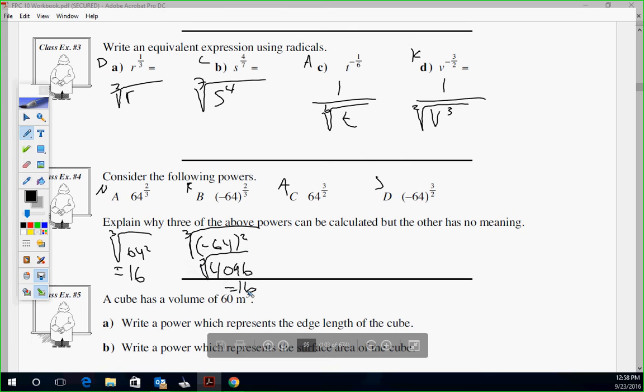Good. All right, and how about yours, Andy? I got 64 cubed and then the square root of that. And then 8 cubed equals 512. Okay, good. And then, Spencer, why can't we do yours?